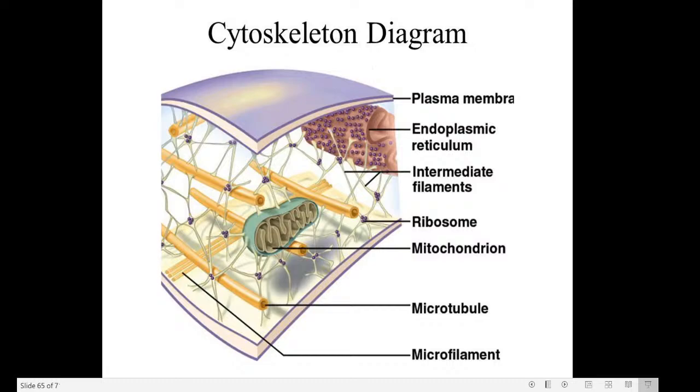Then the cytoskeletal diagram. The cytoskeletal diagram shows the structure of the cell, that each and every cell has an internal cytoskeleton. It has a plasma membrane, endoplasmic reticulum, connected with the intermediate filaments, ribosomes, mitochondria, microtubules and filaments. Here our cytoskeleton's major components are the intermediate filaments, microtubules and microfilaments.